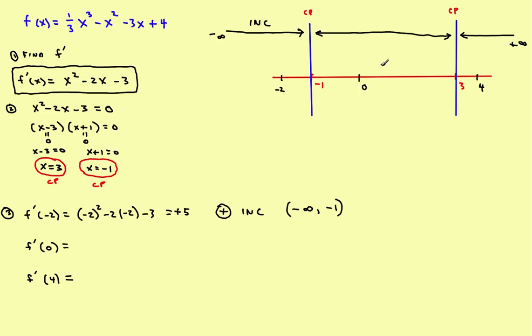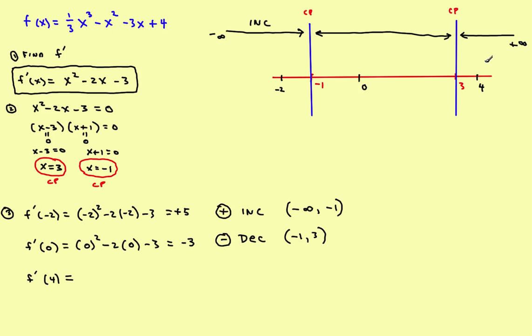Now let's figure out what's going on in this interval. Go ahead and plug a 0 into this thing. So 0 squared minus 2 times 0 minus 3. And if you evaluate that, you get 0 minus 3, which would be a negative 3, which is a negative. So in this interval, the value of the first derivative is negative, which means that it is decreasing. So it's going to be decreasing on the interval from negative 1 to 3. So from negative 1 to 3, it has to be decreasing.